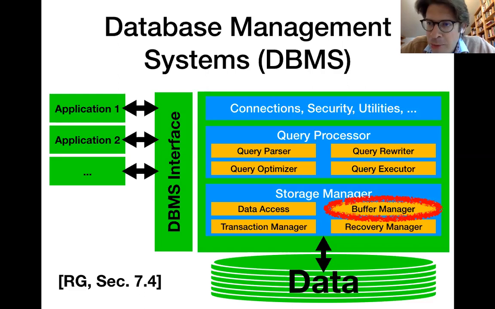Now, the relevant chapter in the Ramakrishnan and Gehrke book is chapter number 7.4. We're going to first discuss the buffer manager, and then later today, if we still have enough time, we will start discussing the query processor component. So let's first chat about the buffer manager.